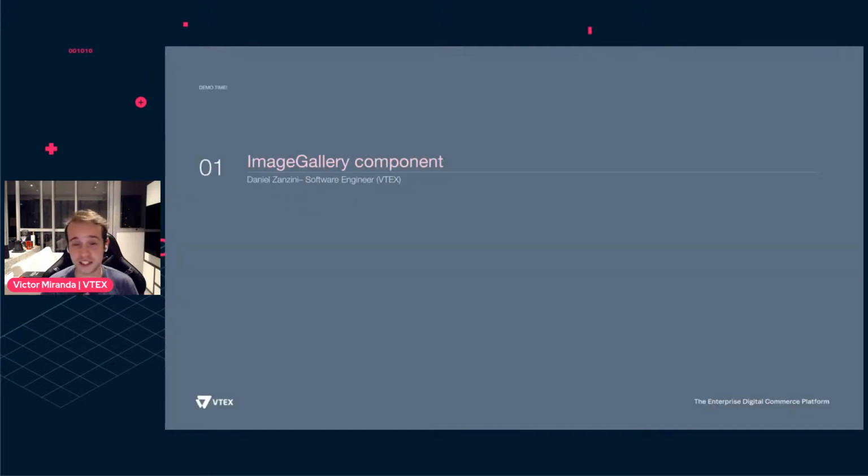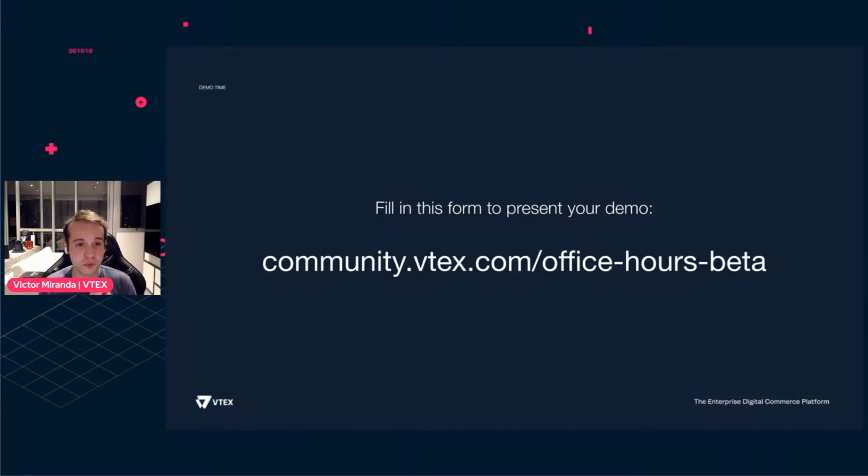But if any of you want to come here and present at the office hours, you can just fill in the form at community.vtex.com/office hours beta. Then you have a form there that you can use to let us know that you want to come to the office hours and present something. We would love to have you here.